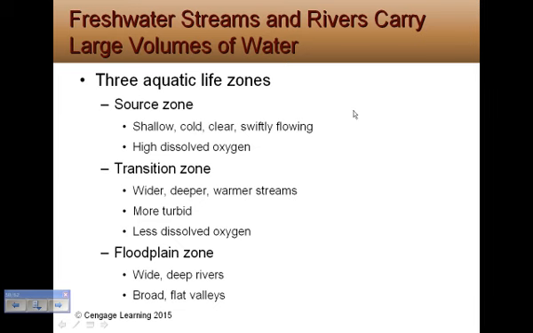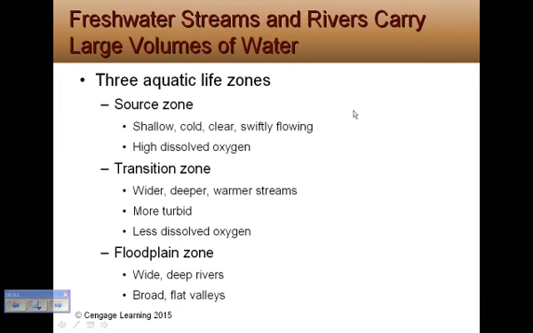Colder waters can hold more dissolved gases in them, and so at that source, you're going to have large amounts of oxygen. It's also going to tend to be swift flowing as it makes its way to the transition zone. Through the transition zone, it's going to become a little bit more turbid because it's getting some of the water from the runoff from the area around, and from that runoff, you're going to be getting more sediments, etc.